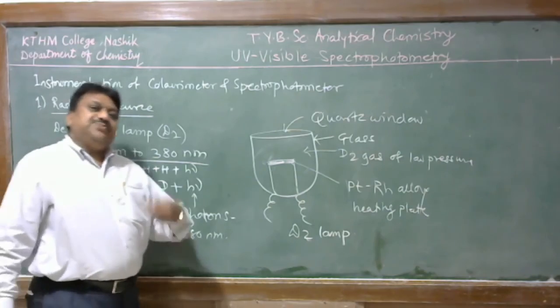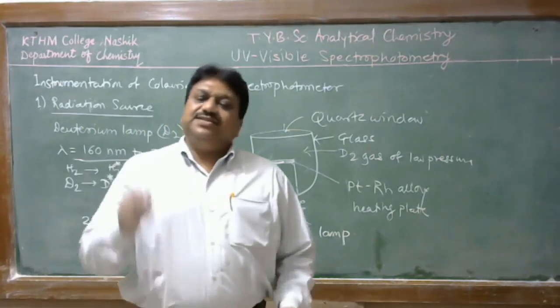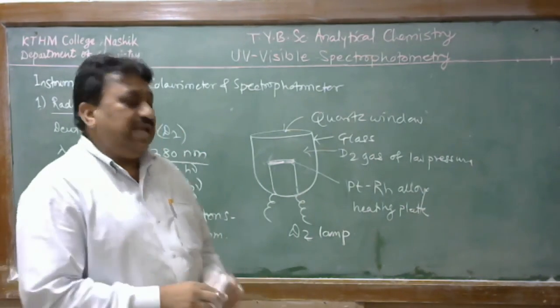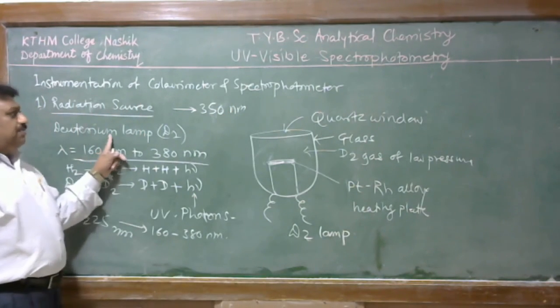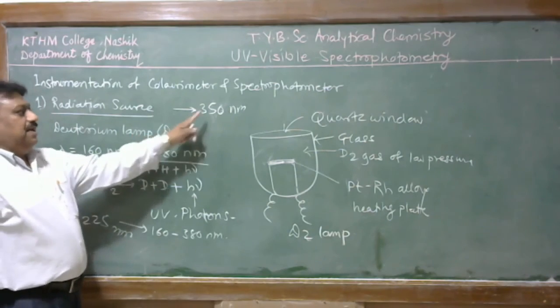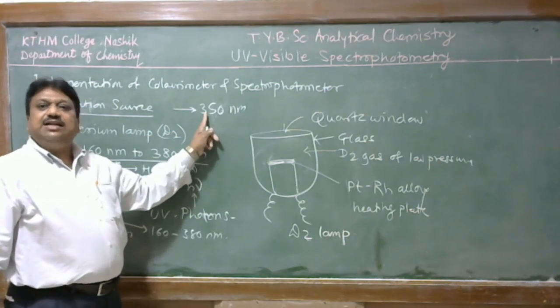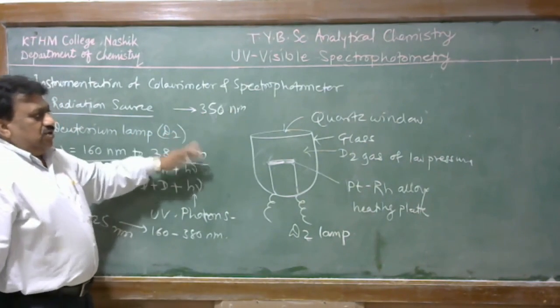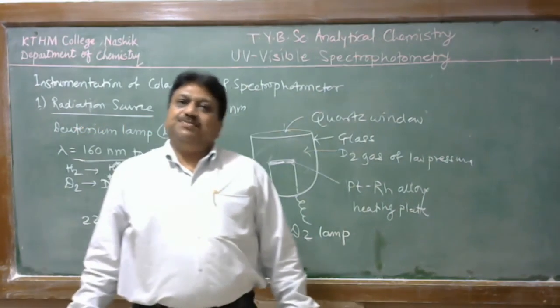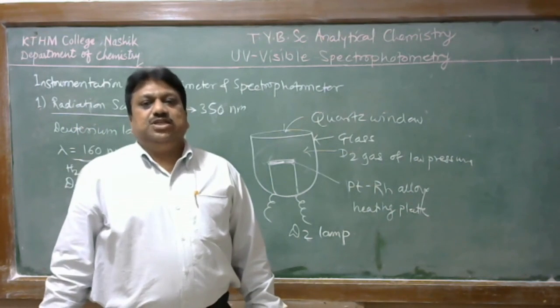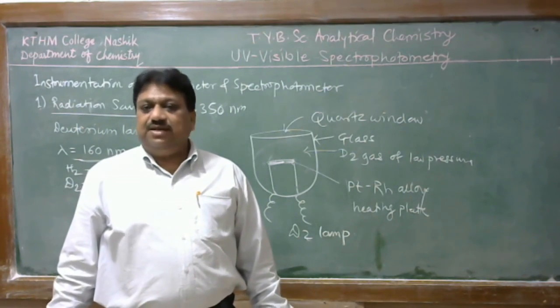Therefore, when a spectrophotometer has a tungsten lamp as well as a deuterium lamp, the instrument shifts from the UV lamp to the visible lamp at this wavelength, that is at 350 nanometer. Student, this is about the radiation sources used in spectroscopy, that is spectrophotometry as well as colorimetry.